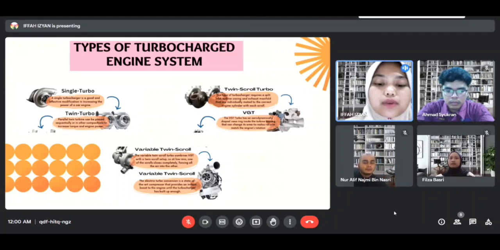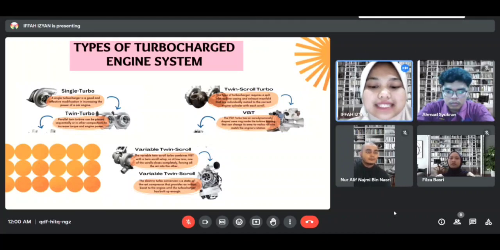Second is the twin turbo. In a twin turbo, parallel twin turbines can be placed sequentially or in another composition to increase torque and engine power. The downside is the cost and complexity of placement, as it doubles the number of turbo elements required.